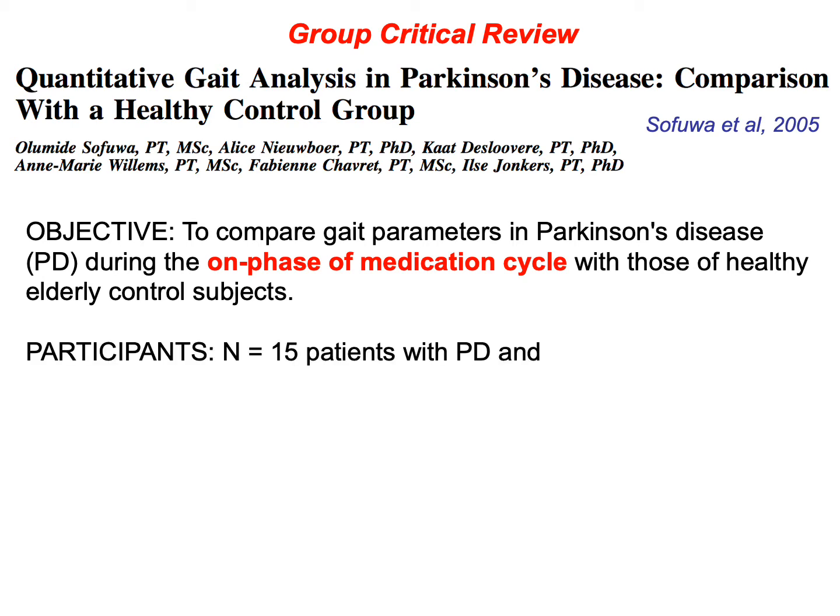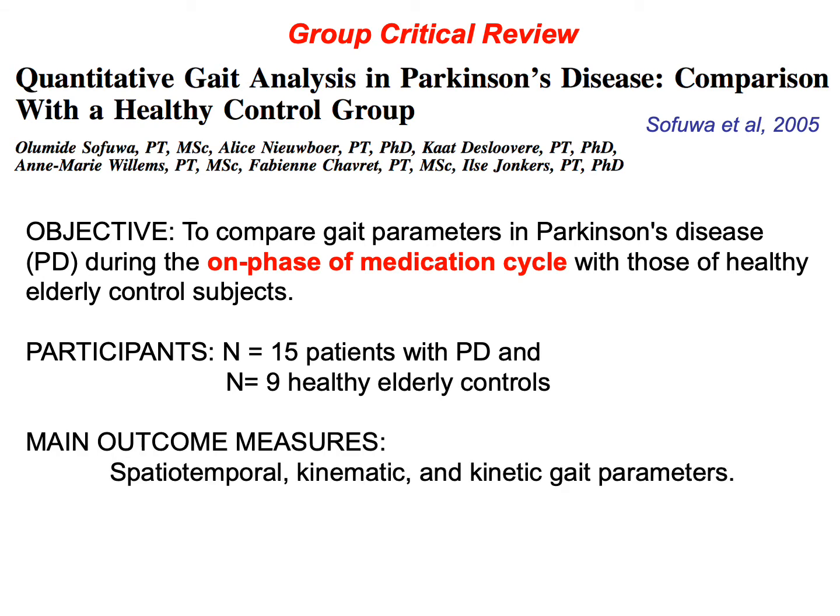Okay. They had 15 individuals with Parkinson's disease, and they had 9 healthy elderly controls. Just to note that they weren't exactly age and gender matched, and more on that in a little bit. Okay, and clearly not an equal sample size either.